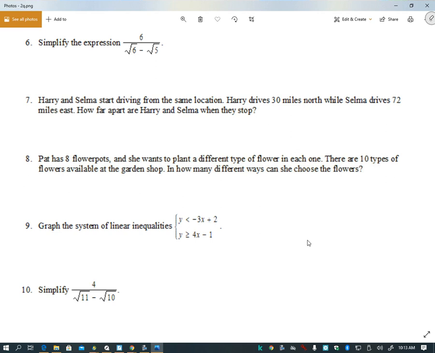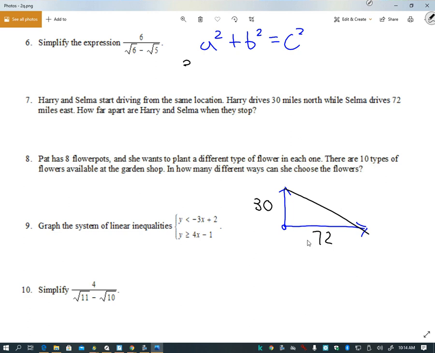A squared plus B squared equals C squared. That's right, because what have we formed with their traveling? A right triangle. Somebody headed north, somebody headed east. We want to know their distance, and it's that line right there. So we have 30 and 72. So our equation is 30 squared plus 72 squared equals C squared, because C represents the hypotenuse. And that's what we want to find.